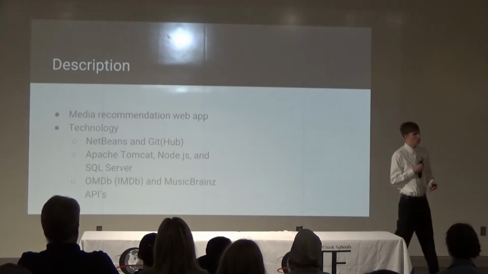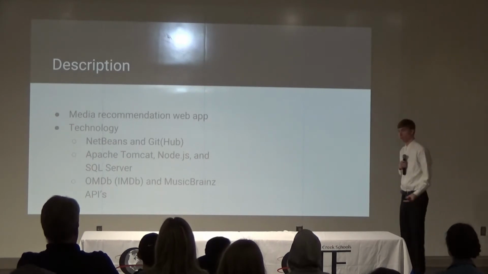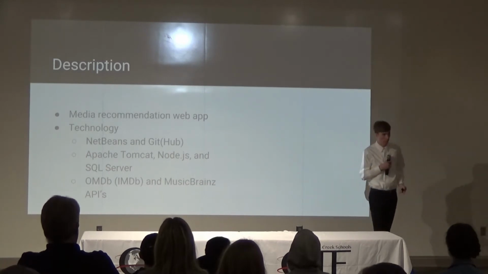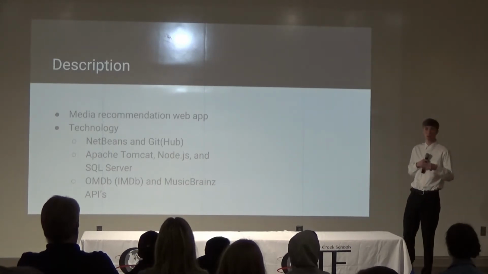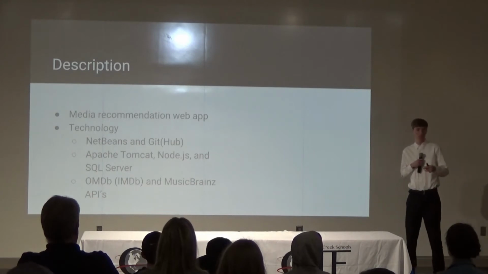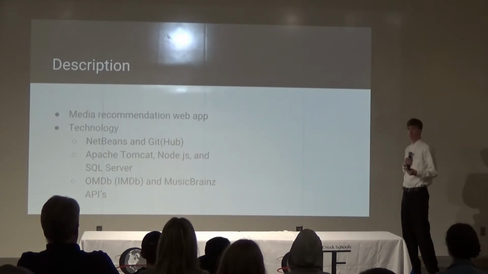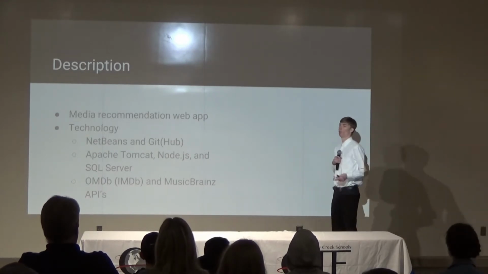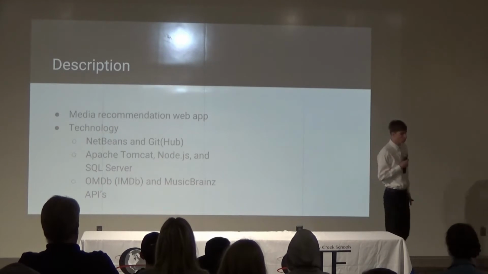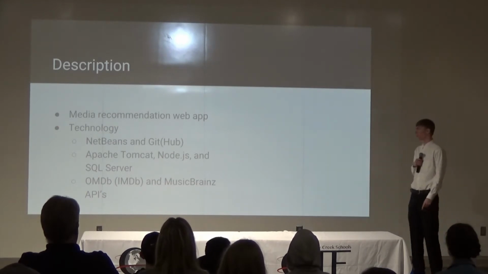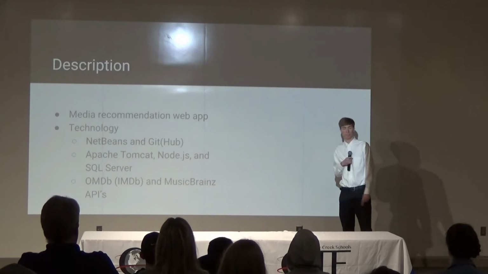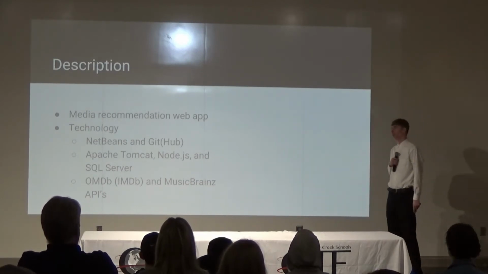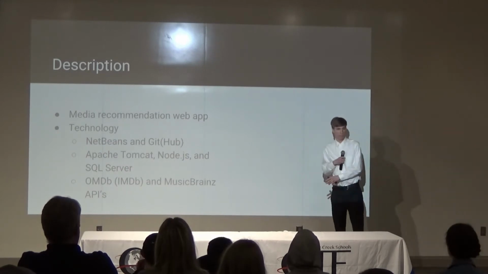Next up, to retrieve media search results, I use two APIs. API stands for Application Programming Interface. The first one was OMDB, but at its core, it's really just IMDb, the Internet Movie Database. You may have heard of it. That contains results for movies, television shows, and also some video games. And then for the music side of things, I used MusicBrainz. Artists, albums, singles, EPs, compilations, mixtapes, whatever, it's got it all.